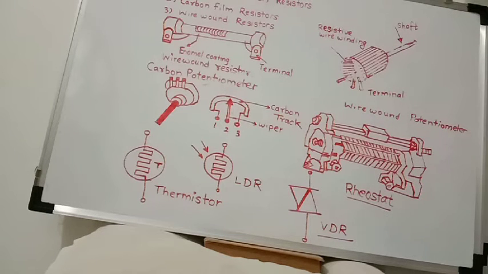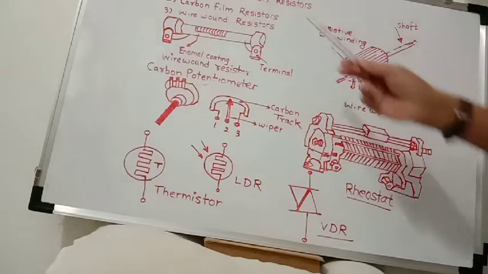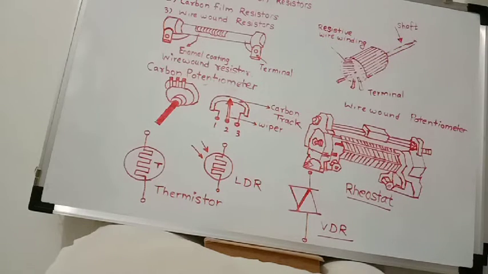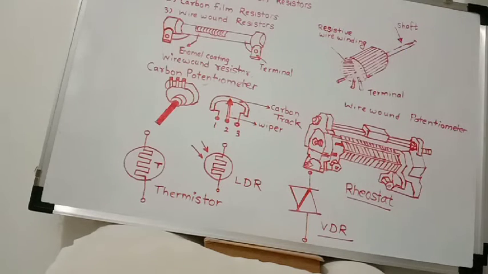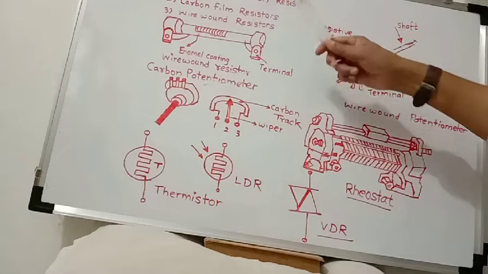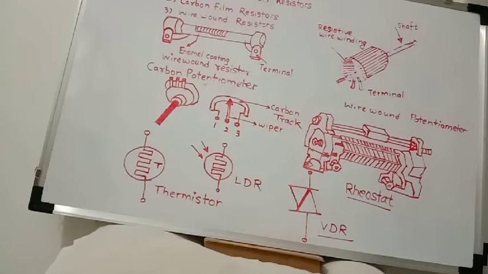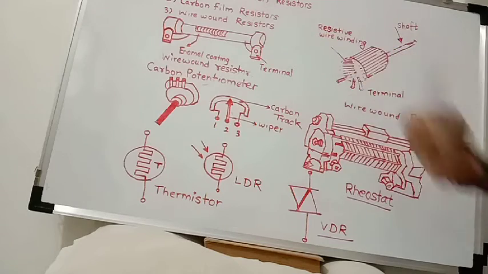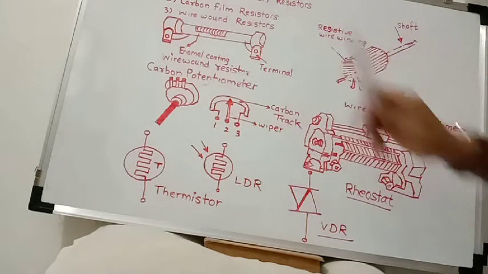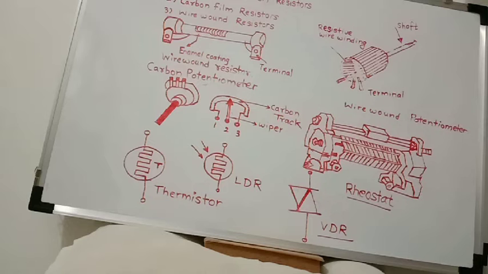Up to 2 watt, these resistors are available, and their tolerance is from plus or minus 1% to plus or minus 5%. So these resistors are called precision type resistors.